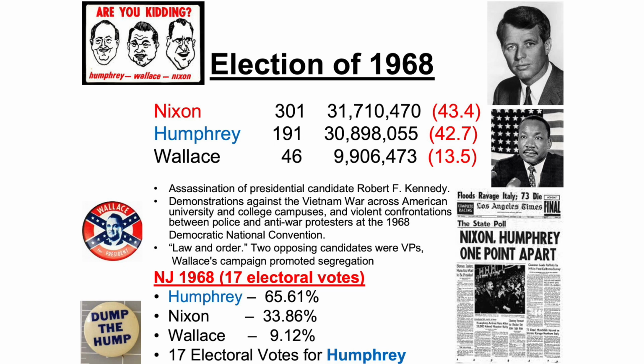So anyway, Wallace gets a commanding 46 electoral votes. Again, this has a lot to do with a reaction to the civil rights movement. He is the anti-civil rights candidate. And so 9 million people, or actually almost 10 million, went for him.